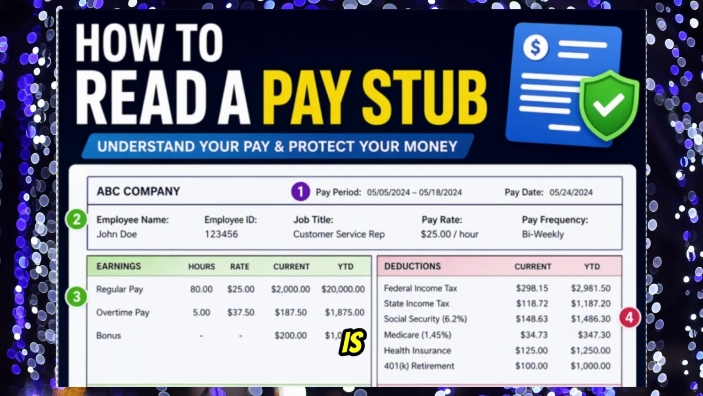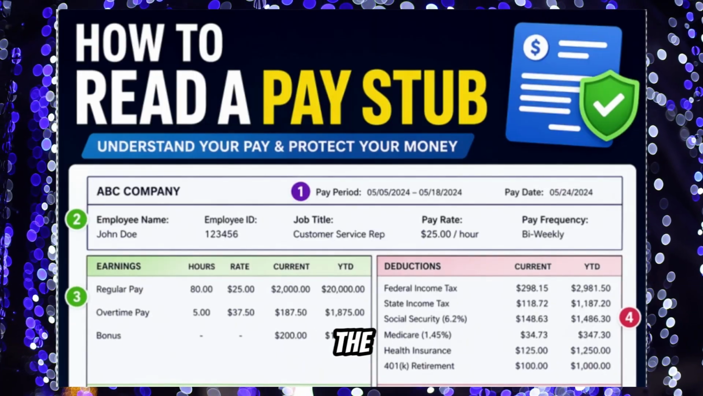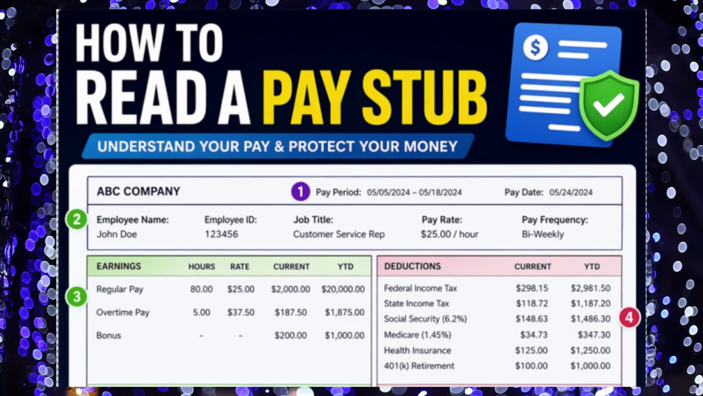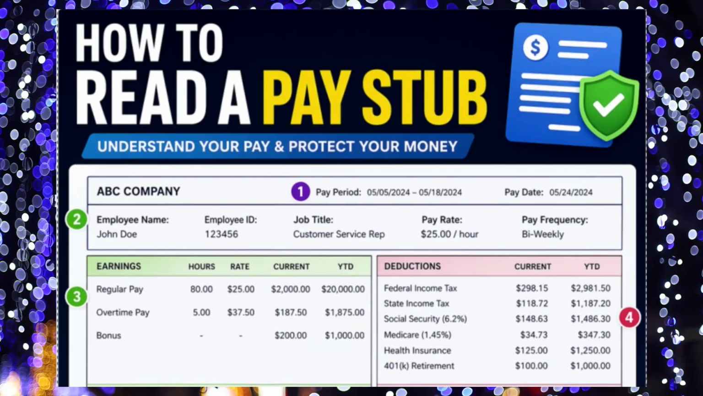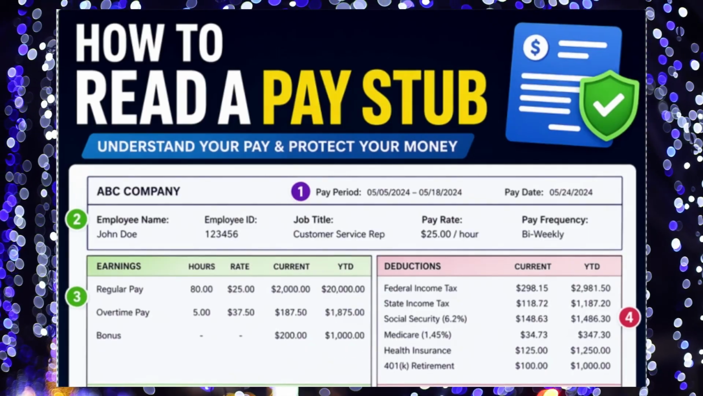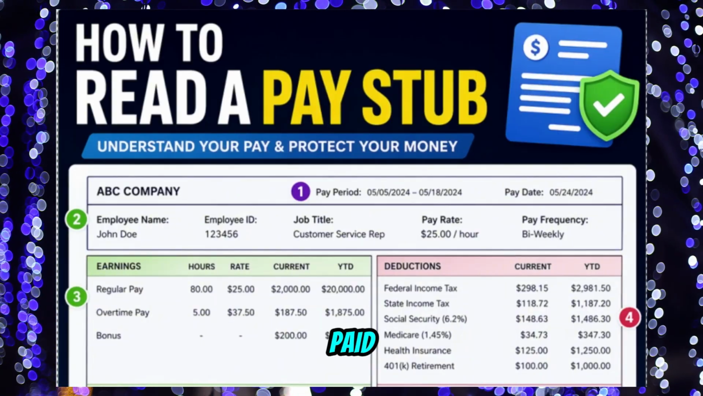The first one is your pay period. The pay period is the time period in which you get paid. Your pay period and pay date show the dates you worked and when you were paid.